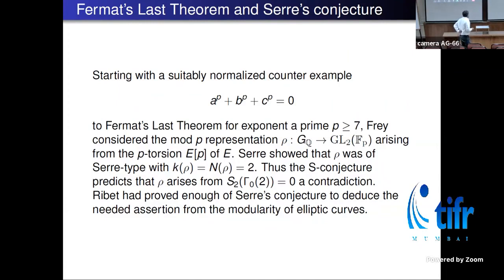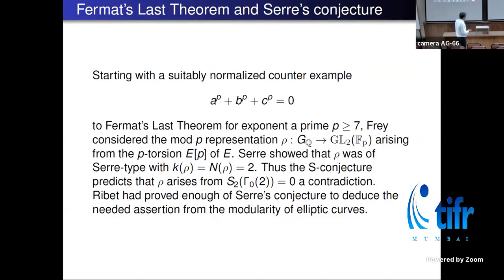Suppose you start with a counterexample to Fermat's last theorem. So suppose you have a^p + b^p + c^p = 0 for p a prime bigger than, let's say, 7. Then Frey looked at the elliptic curve y^2 = x(x - a^p)(x + b^p). You write down some elliptic curve coming from this triple of solutions, and you observe that the mod p representation arising from this elliptic curve has some exceptional properties.